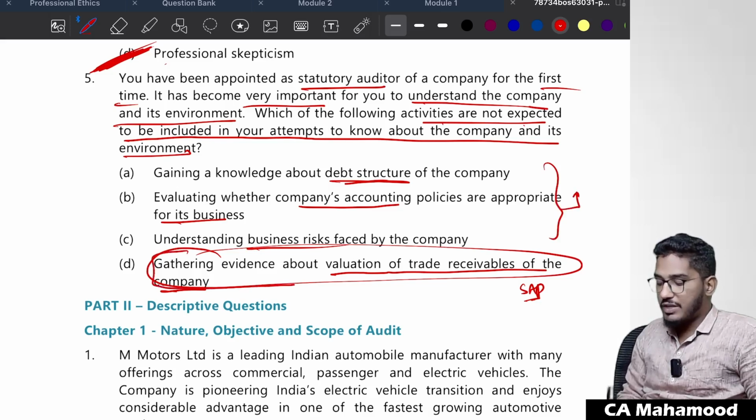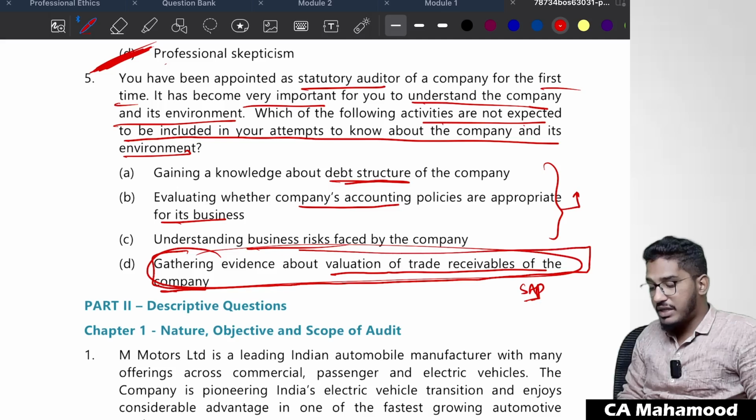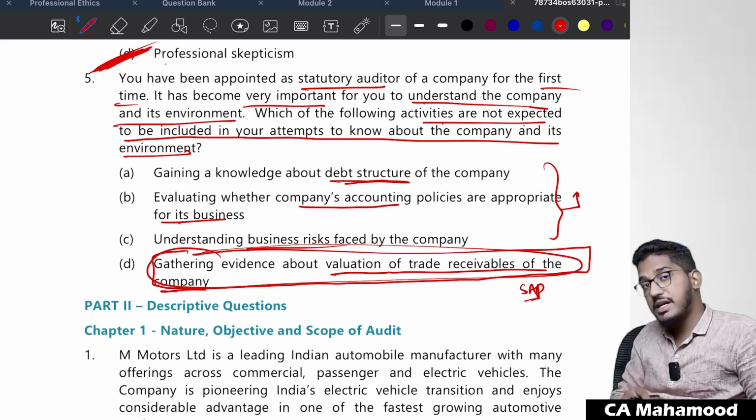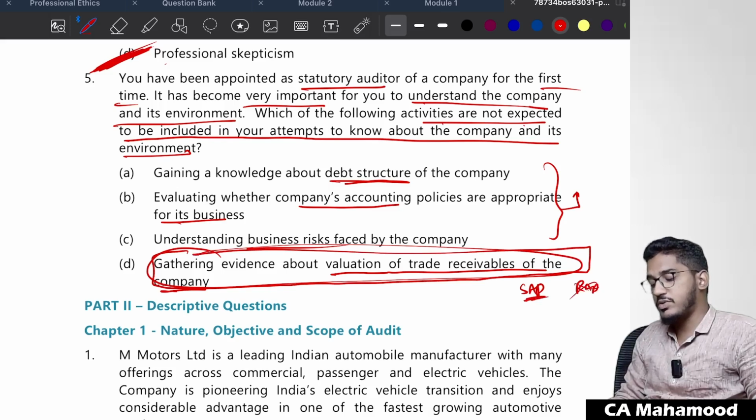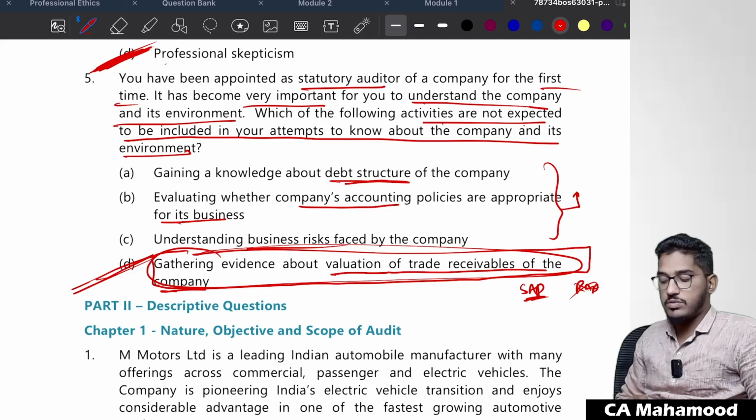The last option is nowhere related to understanding the company and its environment. It is actually related to obtaining evidence regarding the items of the financial statements. It will be a substantive audit procedure, not a risk assessment procedure. So option D is going to be the correct option. They are also asking which is not included in understanding the environment. Option D is not included in understanding the client's environment.